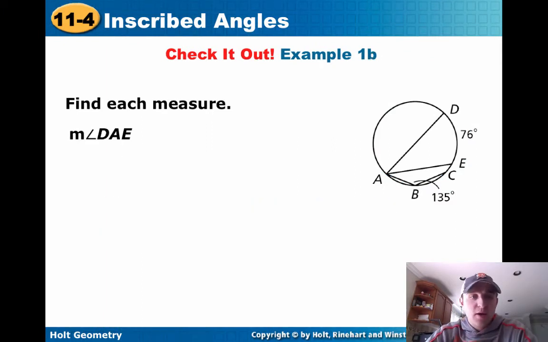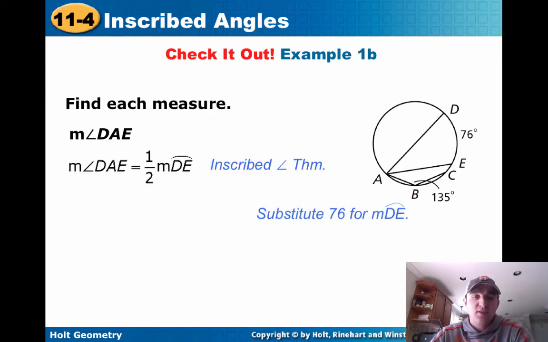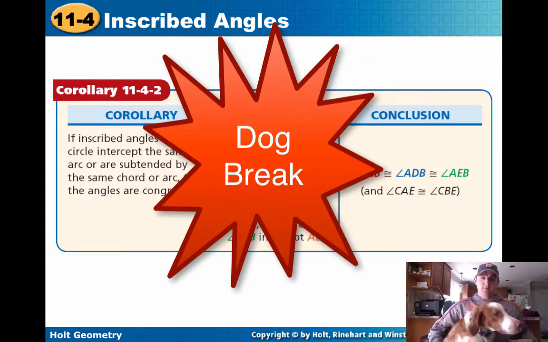Okay, look at this one. Think about the measure of angle DAE. We see the arc is 76, so we know the angle has to be half of that. So our angle, of course, is 38 degrees.